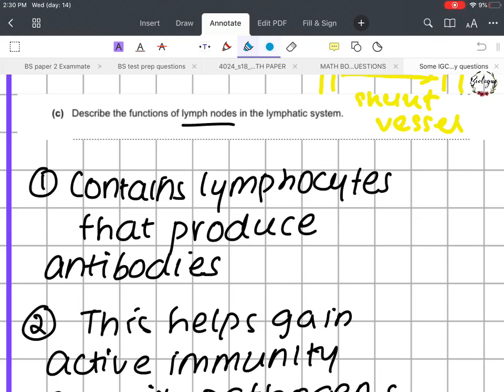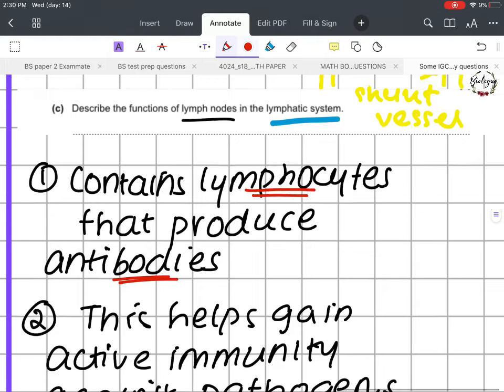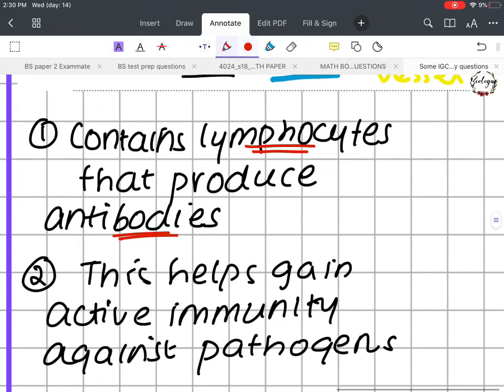Describe the functions of lymph nodes in the lymphatic system. Alright. So firstly, lymph nodes contain lymphocytes. Lymphocytes are cells that help in the defense mechanism against pathogens. Lymphocytes produce antibodies. That is your first point. Second point is it helps gain active immunity against pathogens. Active immunity is where the antibodies are actively being produced by the white blood cells, by the lymphocytes.